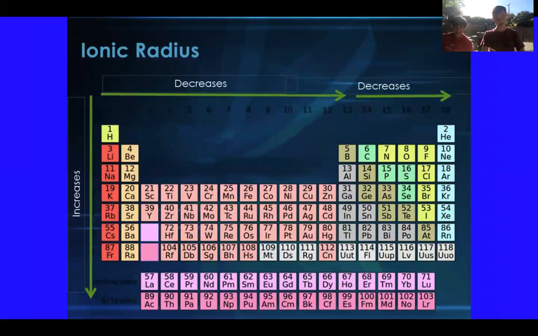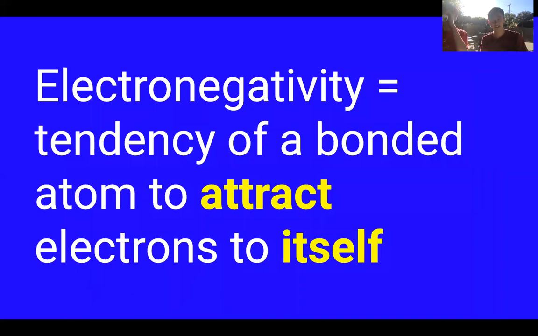Ionic radius, however, is not similar at all; it goes the opposite way. It actually increases going down and decreases going across. So just look at the picture. Now, electronegativity. All right, guys, pay attention.